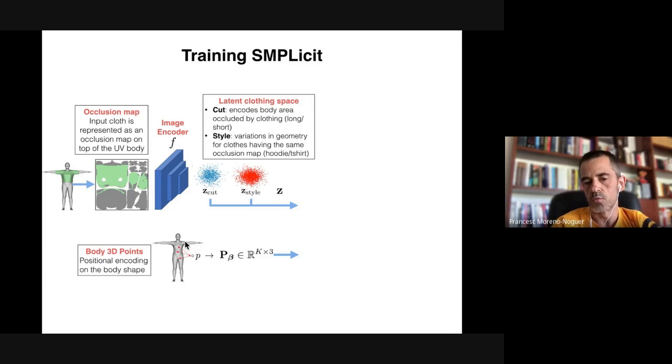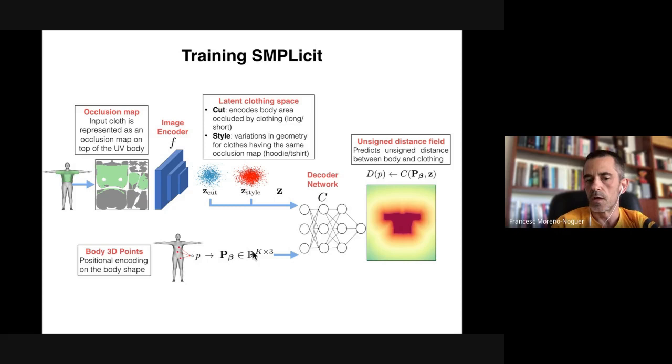So we had this latent vector and the position of the 3D point in space, and then we trained the network that basically told you how far this point is from the cloth, right? We trained the network to predict an unsigned distance field. And these are the trainable parameters. So we trained the parameters of this network. These latent vectors are also trainable, and the parameters of this encoder were also trainable.